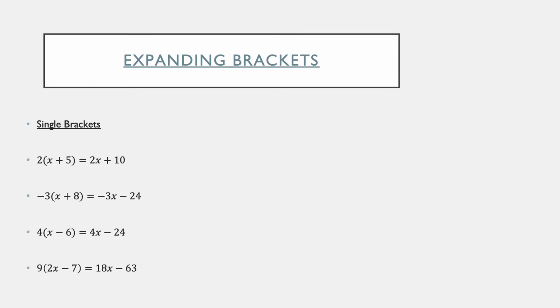Next one, guys, minus 3 times x is minus 3x, minus 3 times positive 8 is minus 24. Next one, 4 times x is 4x, 4 times negative 6 is minus 24. Last one, 9 times 2x is equal to 18x, 9 times minus 7 is minus 63, guys. So this is expanding brackets or removing brackets. So single brackets, nice and easy.